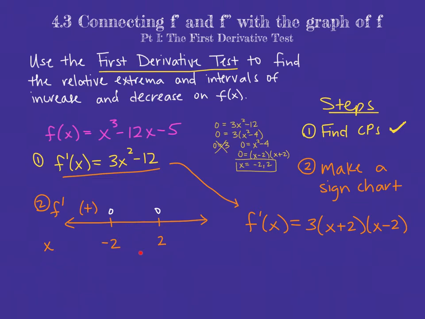Then we want to plug in a number in this interval in between, a number between a negative and a positive. I like to just plug in 0. It makes life easy peasy. So if we plug in 0, 3 is always positive. We'll have a positive number here and a negative number here. So a positive times a negative is a negative. So we have a negative in between here.